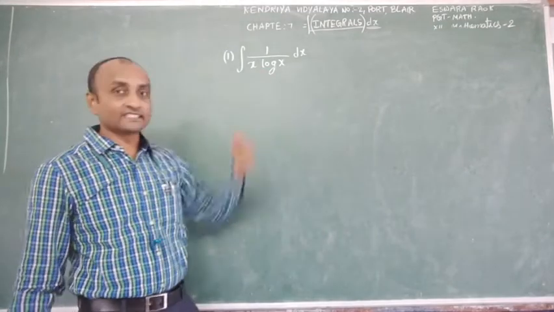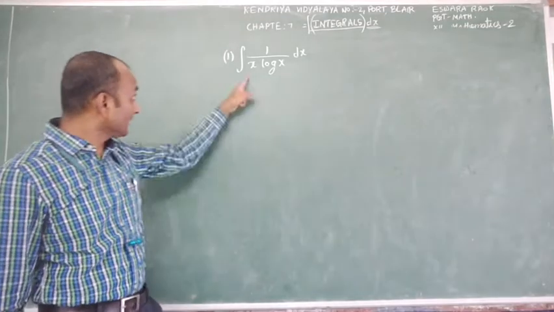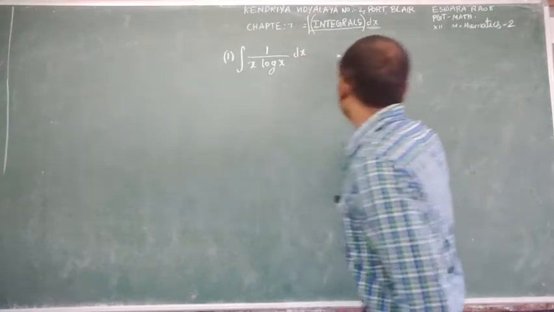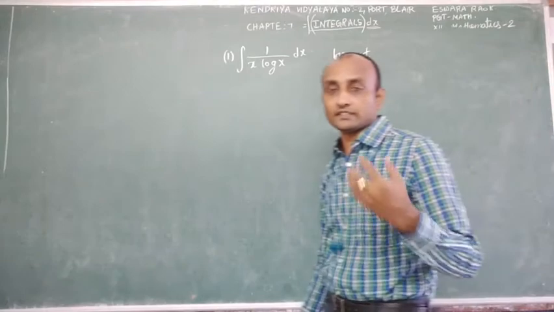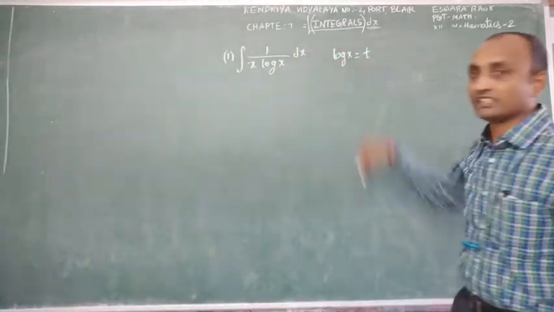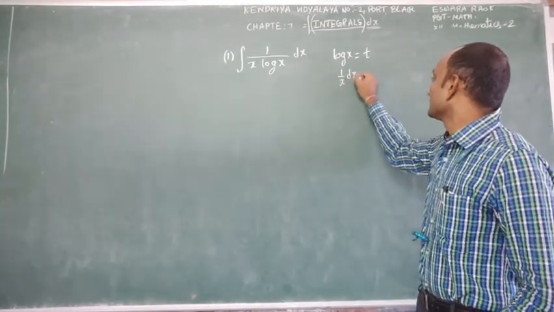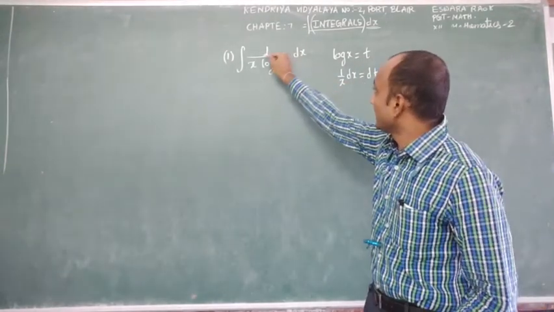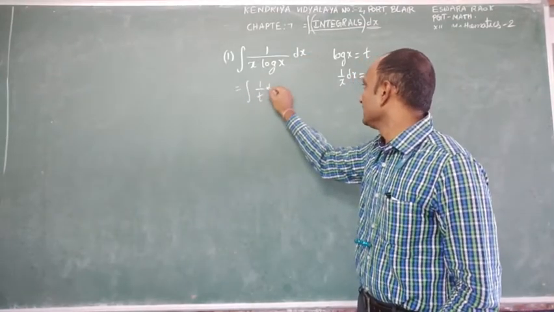So if I take log x as t, what is the derivative of log x? 1 by x. So is it there? Yes, it is there. Very happy. So log x is equal to t. As I told you, when I take a substitution, when I take something as t, the very next step is to differentiate that. What is log x differentiation? 1 by x into dx is equal to dt. So 1 by x and dx together become dt, and it becomes integration of 1 by t dt.